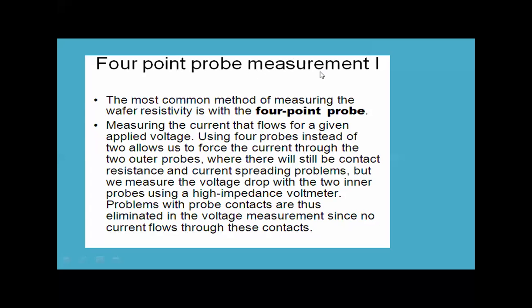So we use the famous method. This is a very important research method that we are going to use for the measurement of the sheet resistance.